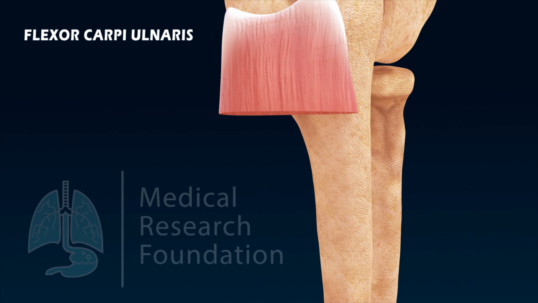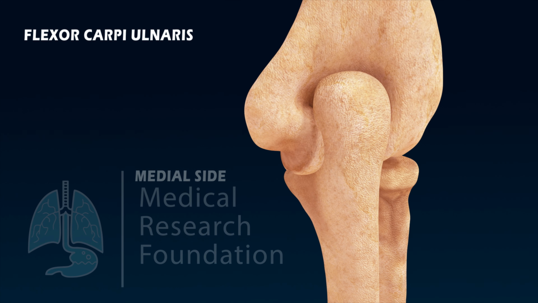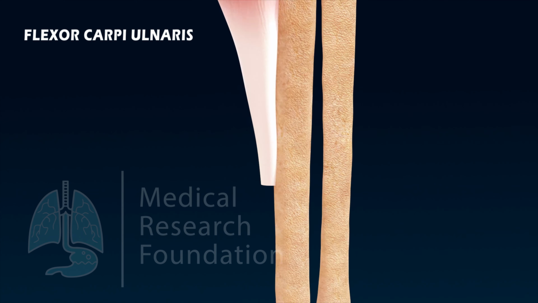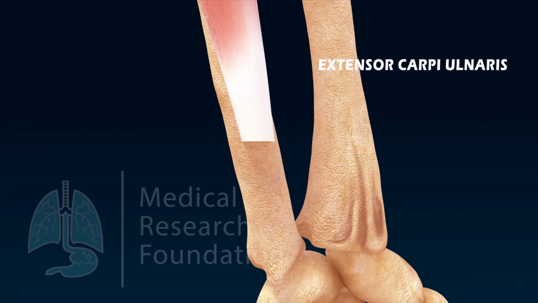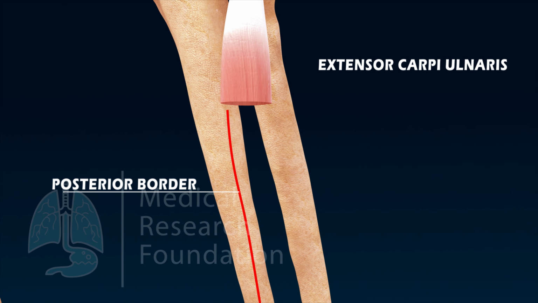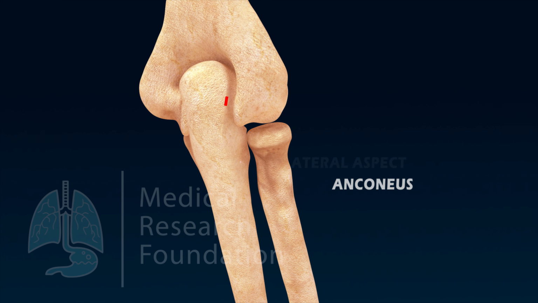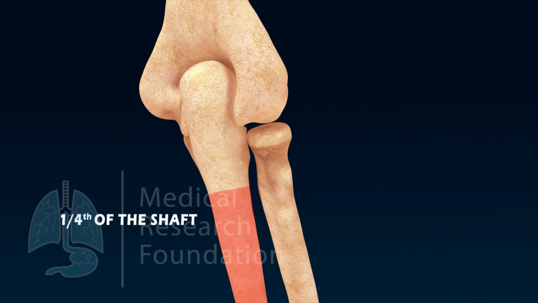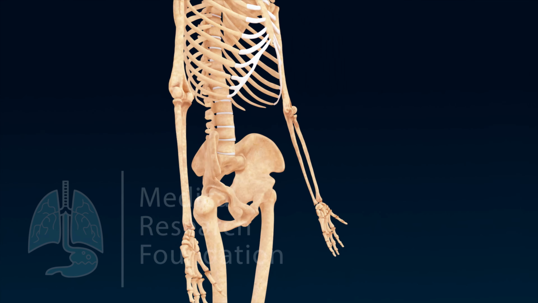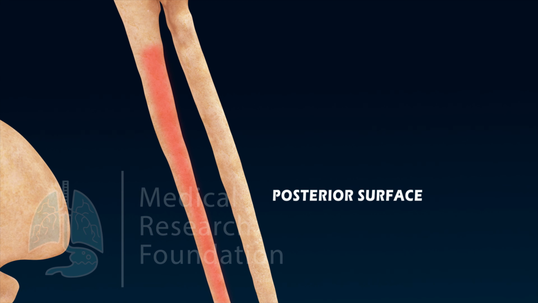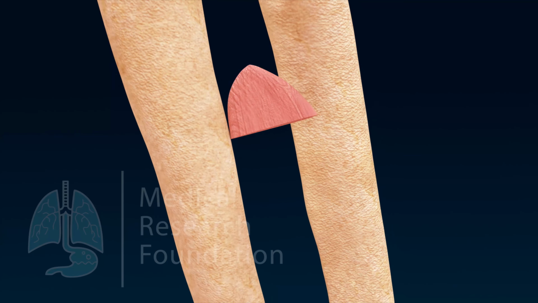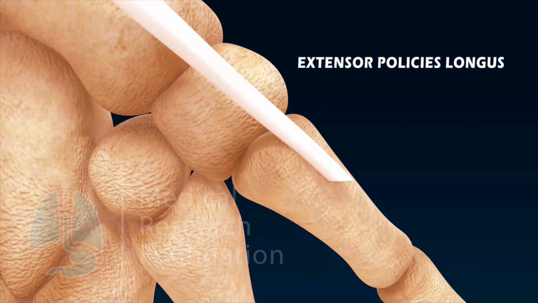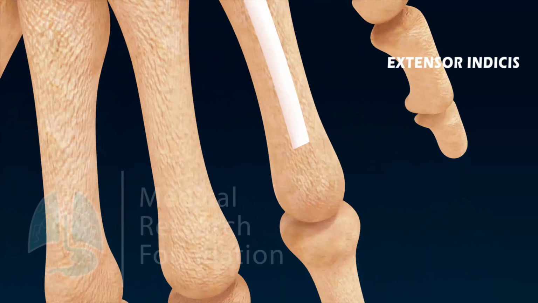The flexor carpi ulnaris, ulnar head, arises from the medial side of the olecranon process and from the posterior border. The extensor carpi ulnaris arises from the posterior border. The anconeus is inserted into the lateral aspect of the olecranon process and the upper 1/4 of the posterior surface of the shaft. The lateral part of the posterior surface gives origin from above downwards to abductor pollicis longus, the extensor pollicis longus, and the extensor indicis.